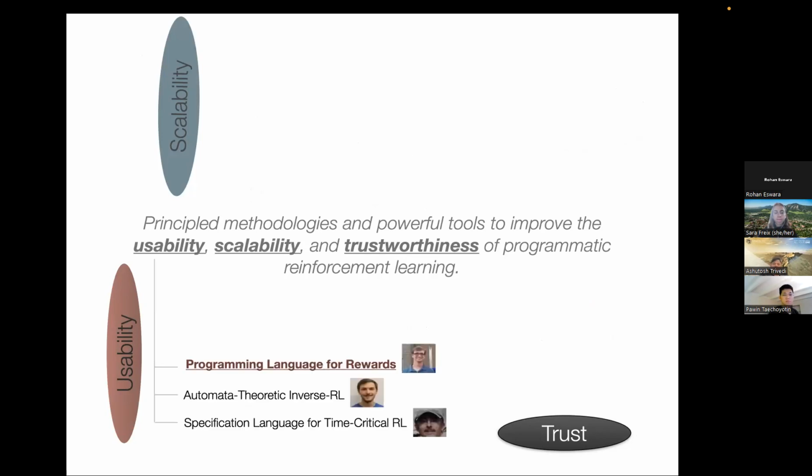So here is some of the work that we have been doing towards usability. My PhD student, Mateo Perez, is looking into programming languages for rewards. He's looking into different logical specifications or logical languages that you could use to specify your learning requirements and how to automatically compile those inside the reward signal. Taylor Doman is another student of mine who is looking into how we do inverse reinforcement learning based on some of the work from automata theory and logic.